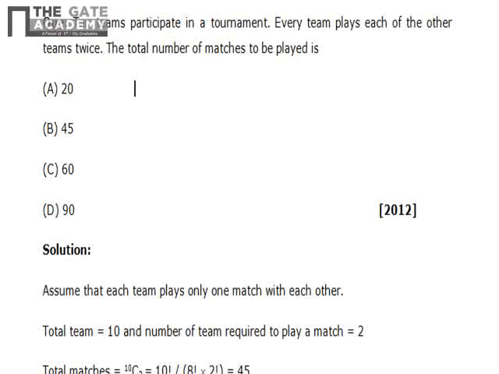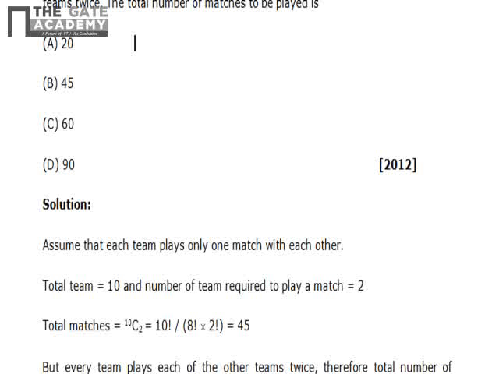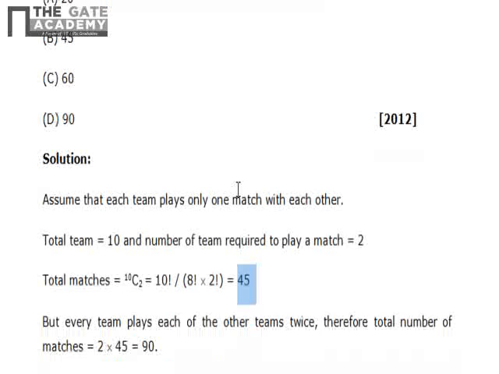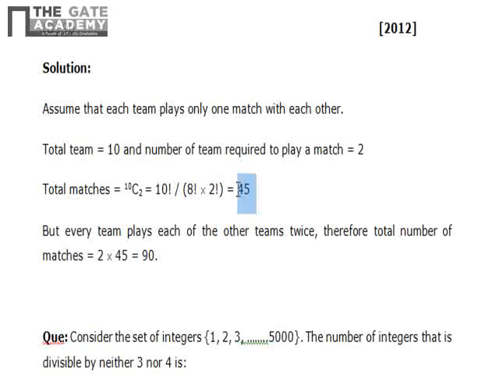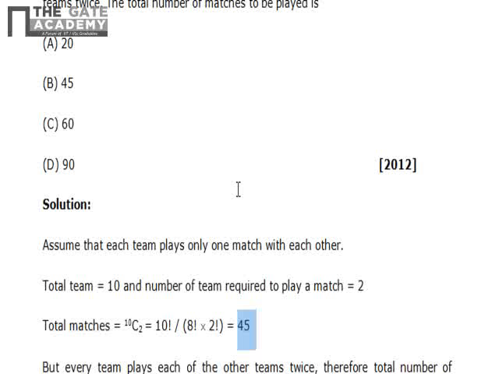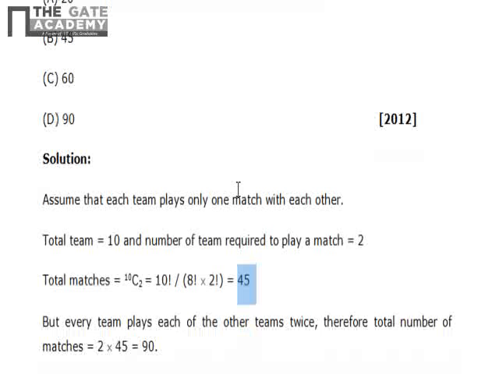Then it is nC2, where n is the number of teams. So here the number of teams is 10, so the total matches will be 10C2. If you solve this, you'll get 45. But here the condition is written that every team plays each of the other teams twice, so you have to just multiply by 2. So 45 into 2, that is 90. So 90 will be your answer. The total number of matches will be 90.